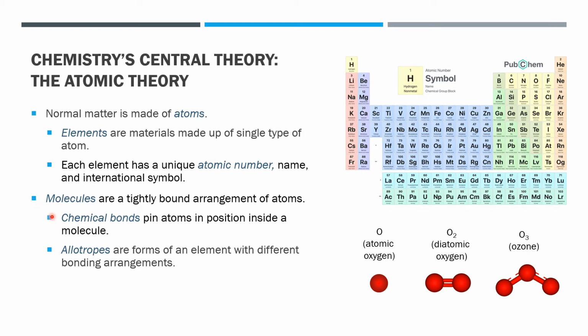Now atoms can bond together in tight little clusters to form molecules. Chemical bonds are really strong attractions between the atoms that pin them in place inside of a molecule. So here are different ways that oxygen atoms can pin themselves together. You can have a free oxygen, and that's called atomic oxygen. And it's a very dangerous form of oxygen. It instantly destroys any kind of organic material that it contacts.